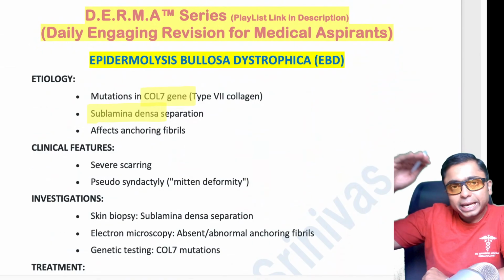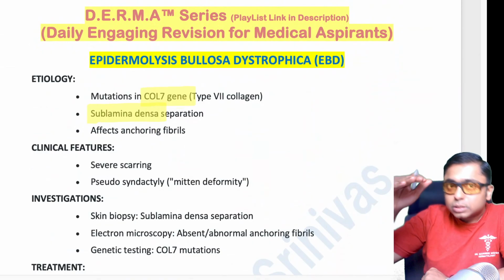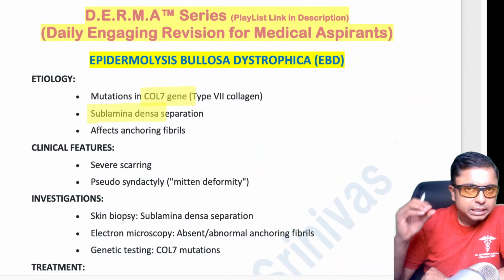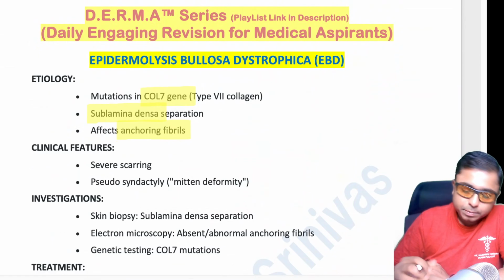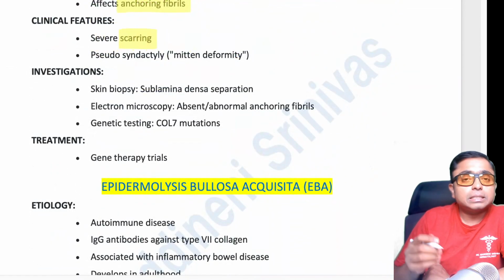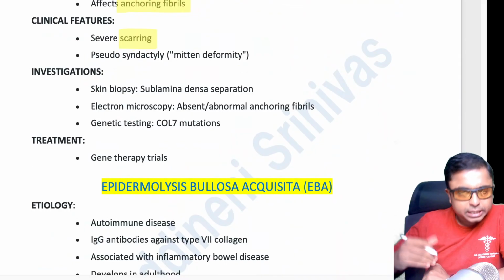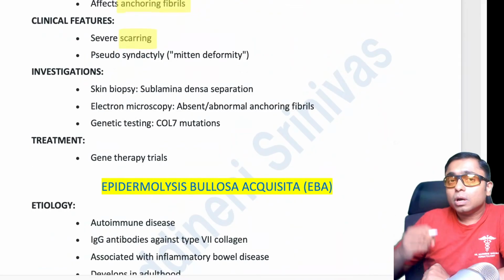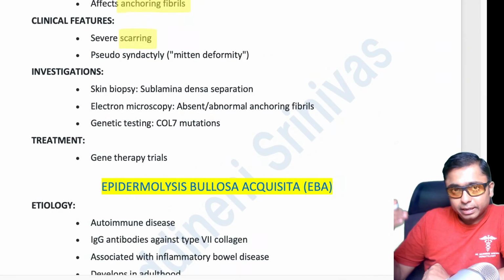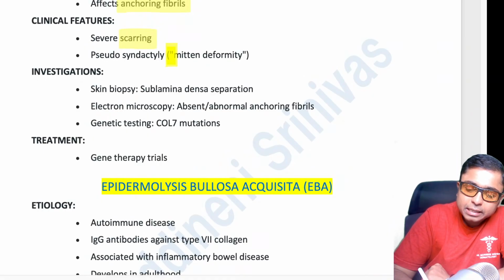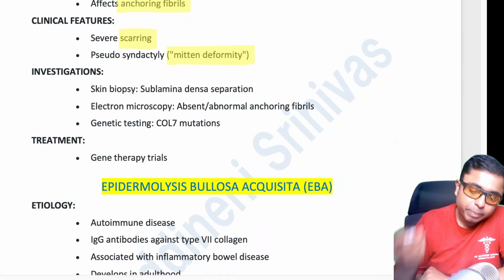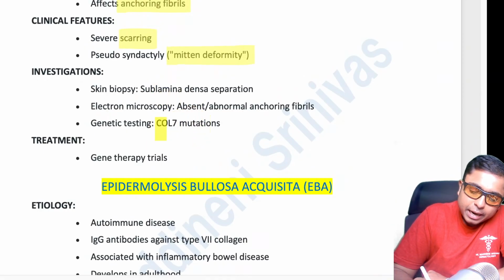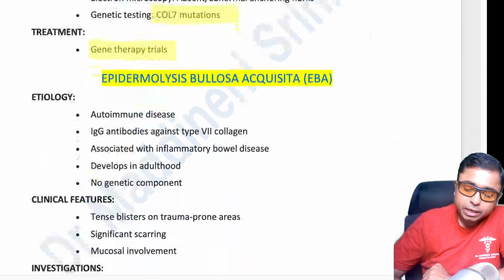So K5, K14, and next one was lamina lucida, and next is sublamina densa. I hope you remember the structure of the basement membrane zone. In the sublamina densa, we are going to have the anchoring fibrils. And clinically, we are going to see scarring over the body because it is deeper involvement, so even the dermis is going to be affected. There is going to be severe scarring, and the children are going to have hands which will look like a mitten. So mitten deformity is going to be seen, and of course collagen 7 mutations. And the treatment is going to be with gene therapy, genetic therapy.